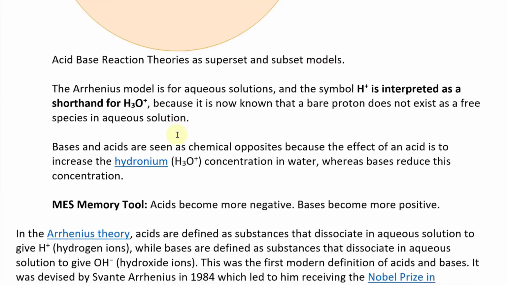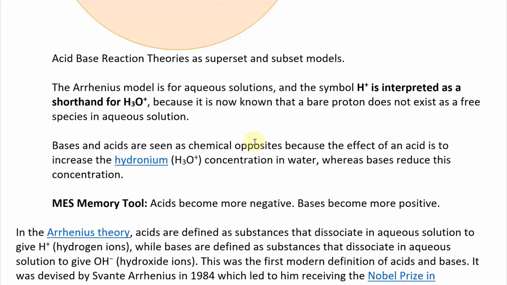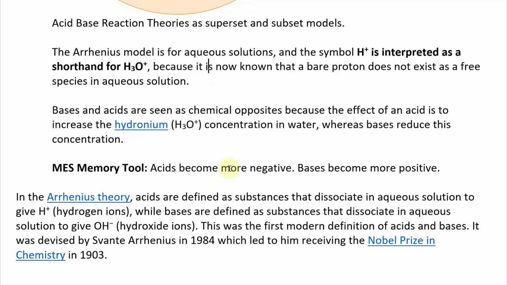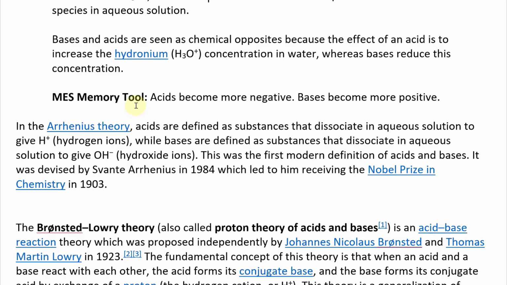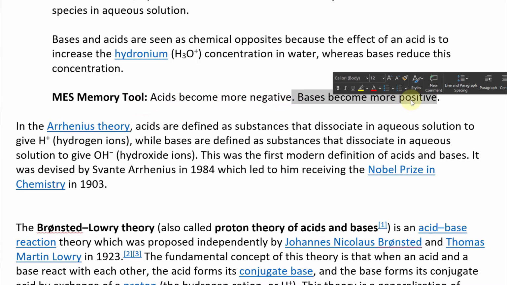All right, continue further. Bases and acids are seen as chemical opposites because the effect of an acid is to increase the hydronium H3O+ concentration in water, whereas bases reduce this concentration. So they're considered opposites. One wants to increase this, and the other wants to decrease it. A memory tool: acids become more negative and bases become more positive, as I've been stating.